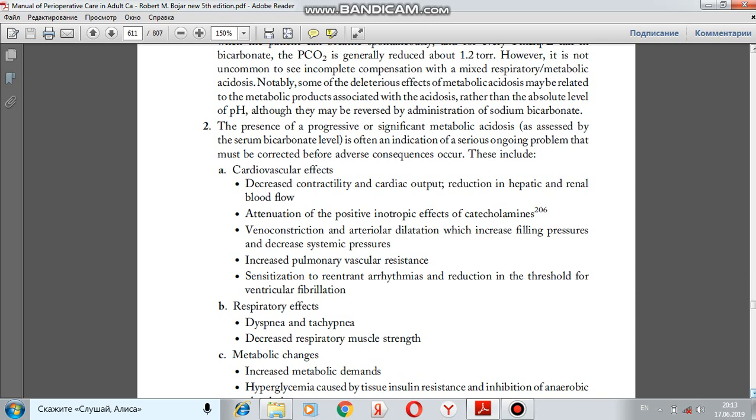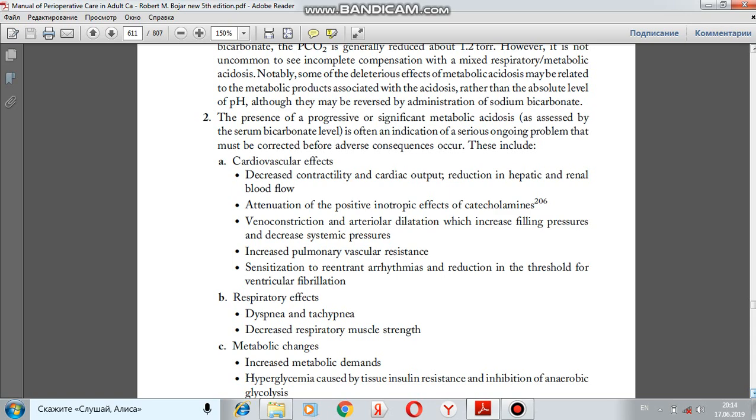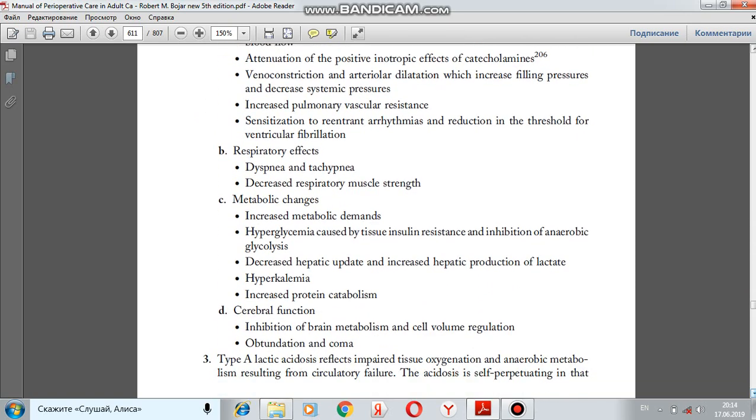These include cardiovascular effects: decreased contractility and cardiac output, reduction in hepatic and renal blood flow, attenuation of the positive inotropic effects of catecholamines, venoconstriction and arteriolar dilatation, which increase filling pressures and decrease systemic pressures, increased pulmonary vascular resistance, sensitization to reentrant arrhythmias and reduction in the threshold for ventricular fibrillation.